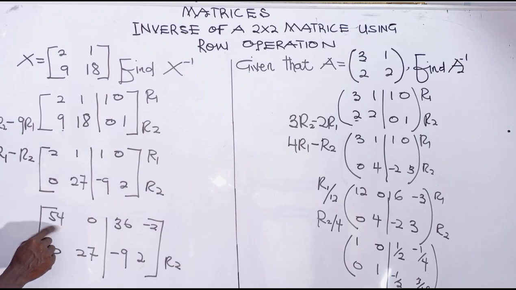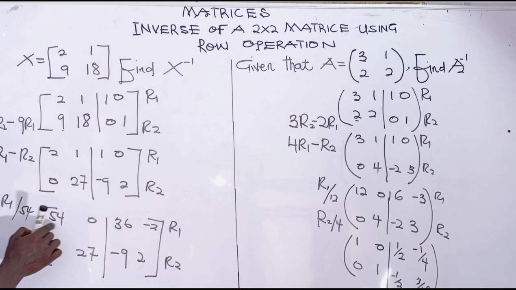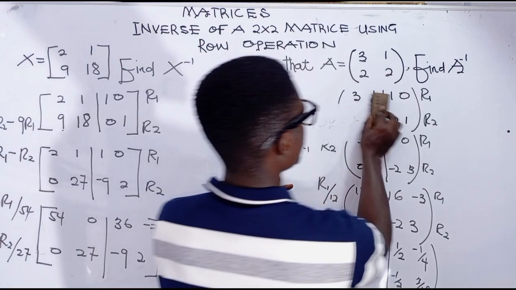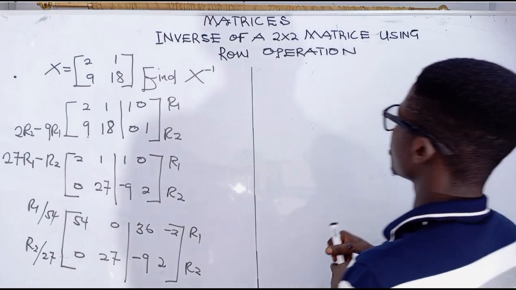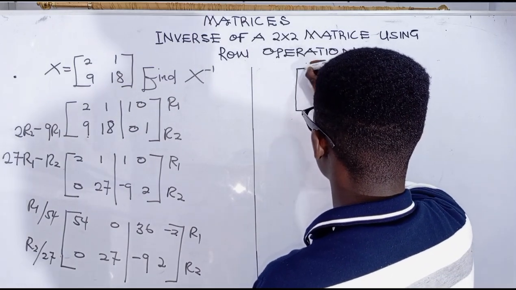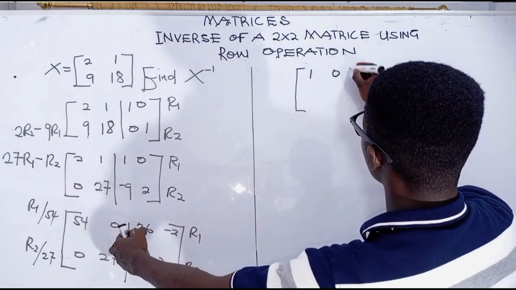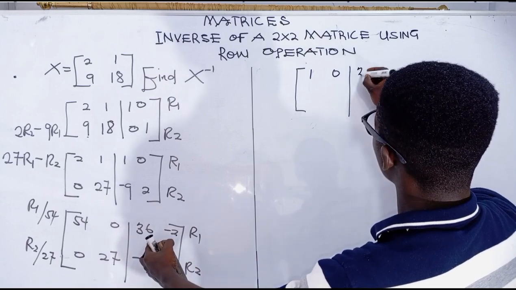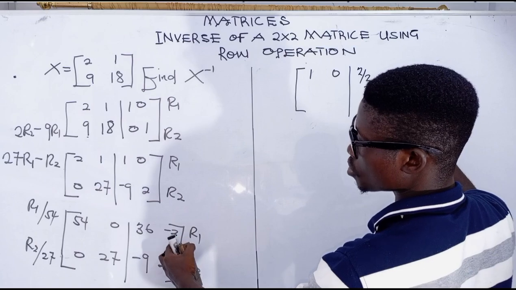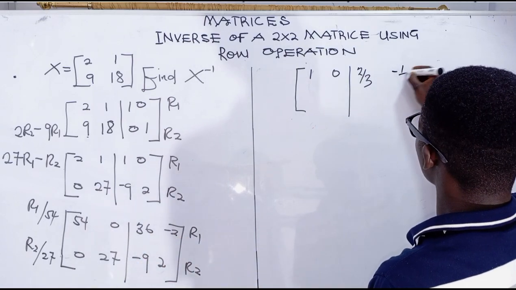Now we want this entry to be 1 and then this entry to be 1. So we can divide row 1 by 54, and we are going to get this entry to be 1. And then when we divide row 2 by 27, we are going to get this entry to be 1. So we have 54 divided by 54 gives us 1. This will give us 0. This will give us 2 over 3. And then minus 2 divided by 54 gives us minus 1 over 27.